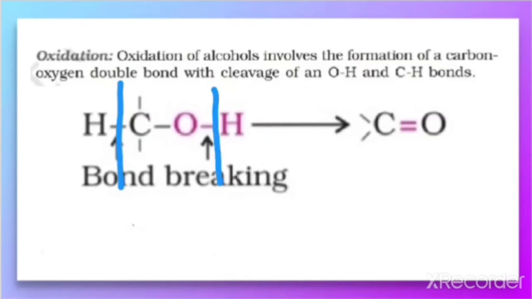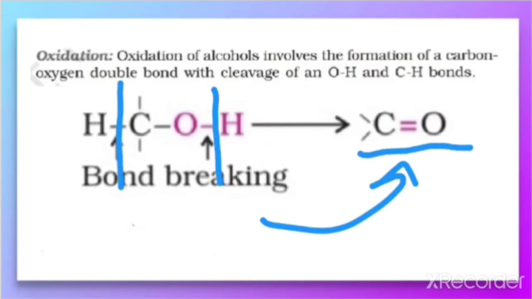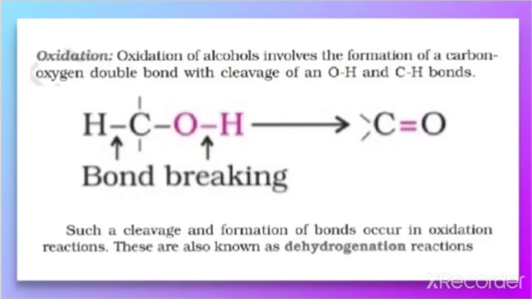Because of this cleavage, there will be a formation of a double bond between the carbon and oxygen. That means there is a formation of a carbonyl group, that is the C double bond O group. Thus, the oxidation of alcohols involves the formation of a carbon-oxygen double bond, due to the cleavage of the OH and CH bonds in alcohol. Such cleavage and formation of bonds occurs in oxidation reactions. These are also known as dehydrogenation reactions.